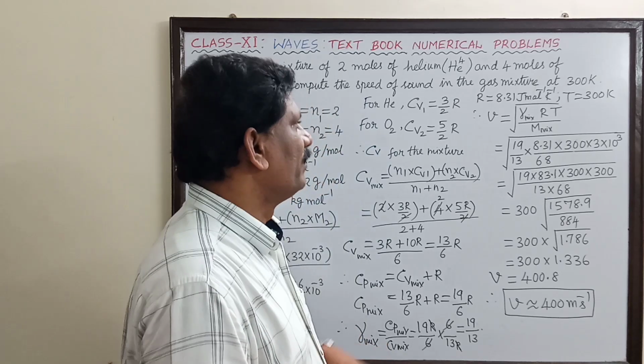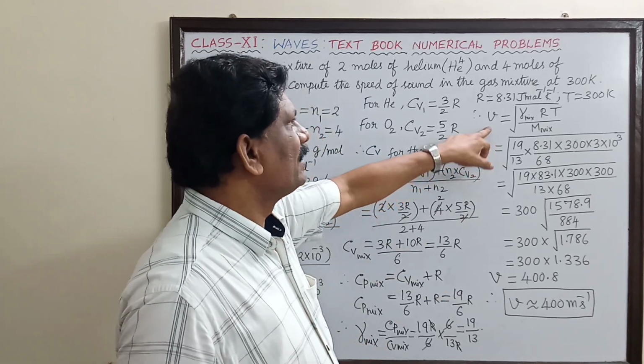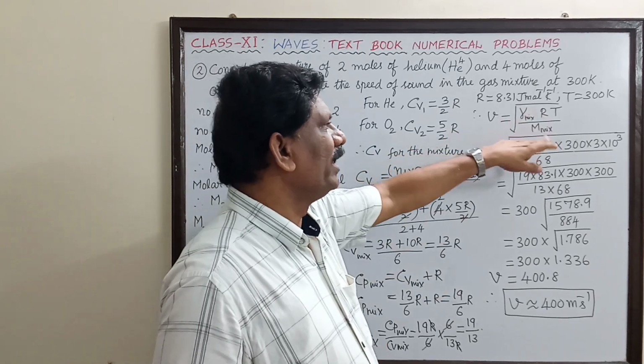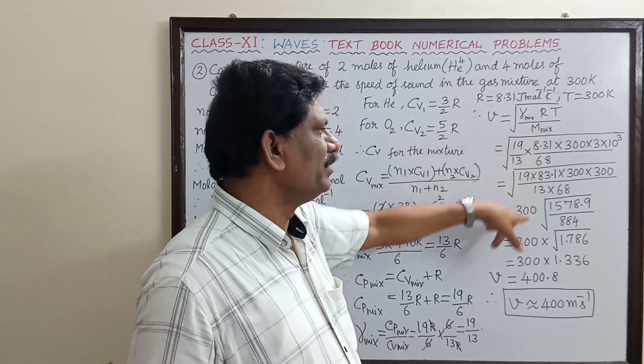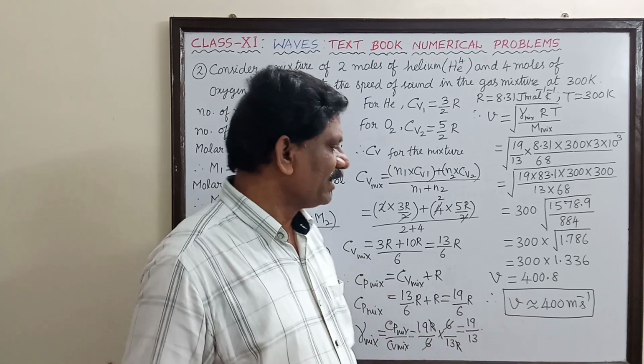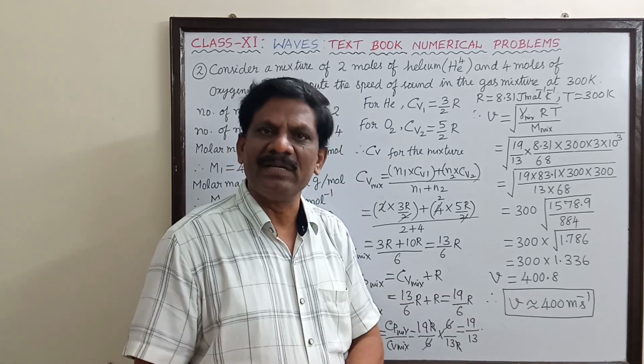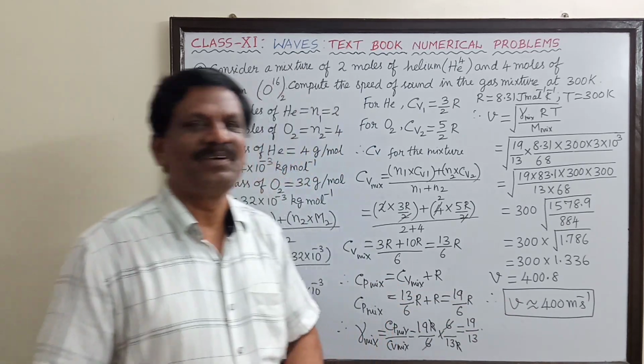Understand that? So the velocity of the sound in gas is given by square root of gamma into RT by M. So if you substitute gamma for the mixture and the mass of the mixture, we can get the answer V equal to 400 meter per second. I hope you must have understood well. Fine.